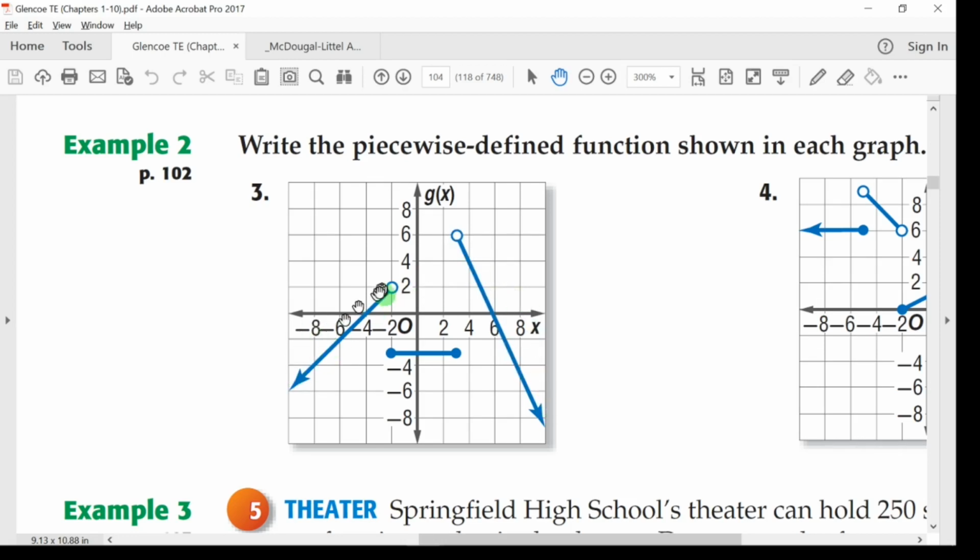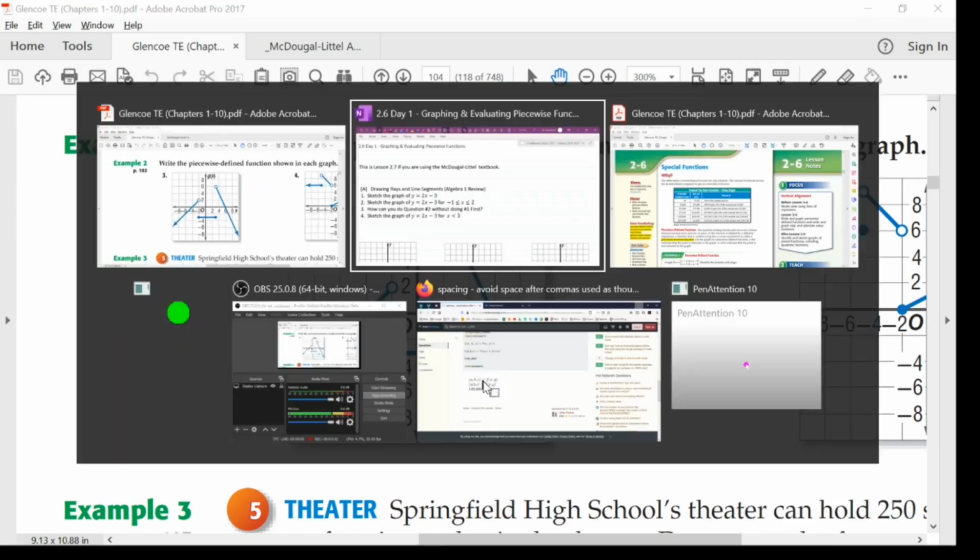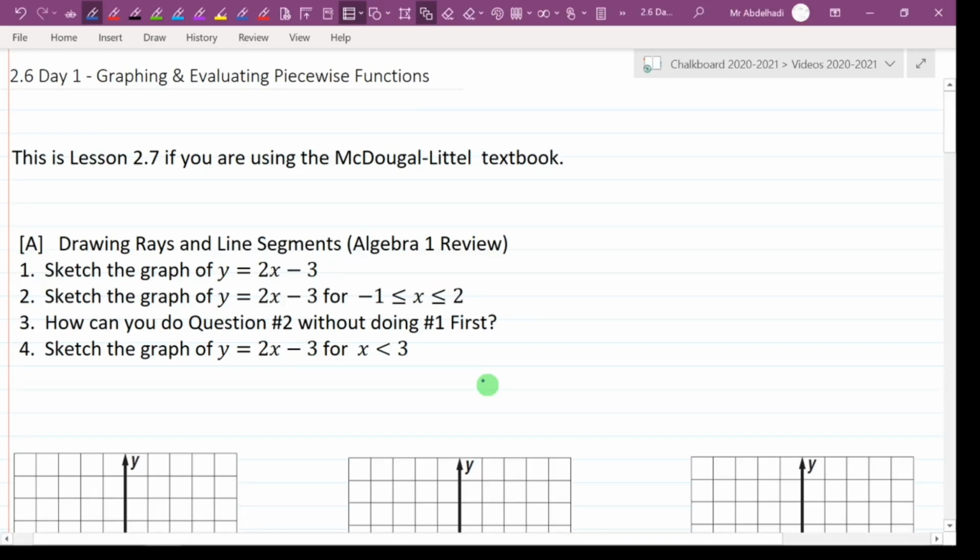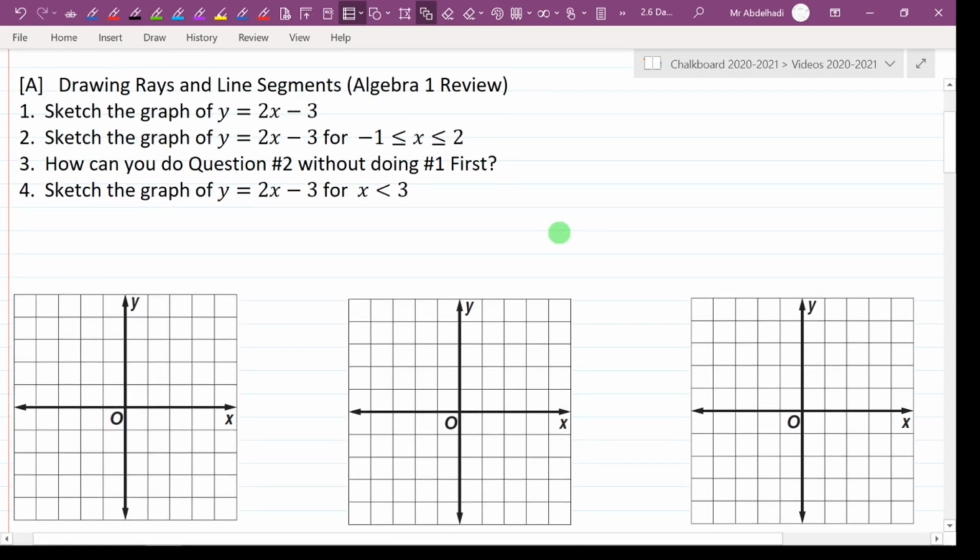Okay, so this has a different slope than this, and this has a different slope than this. It's three distinct lines. Well, actually, technically it's two rays and a line segment, but three pieces. And that's what a piecewise function is. And we're going to be graphing these. But before we graph them, let's do a little practice here. Let's remember how to graph a line from Algebra 1. I've set up a couple of warm-up problems here.